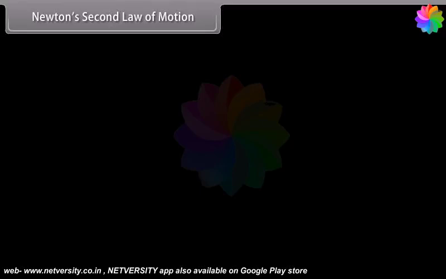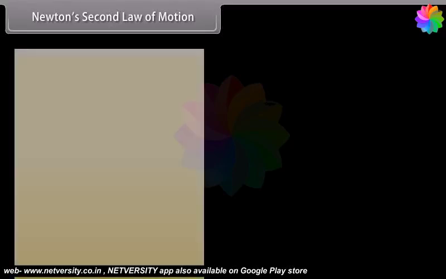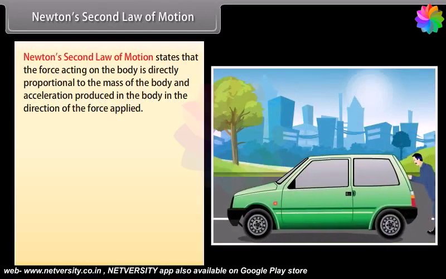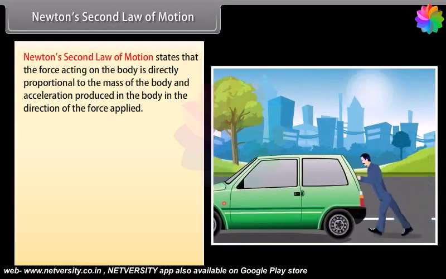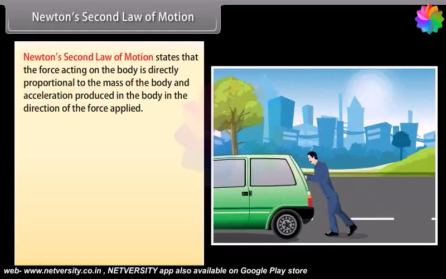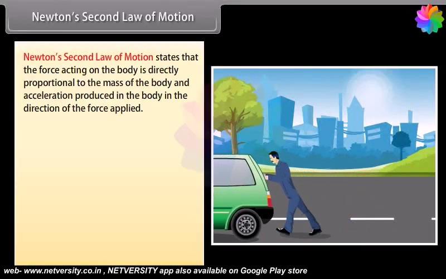Newton's second law of motion. Newton's second law of motion states that the force acting on a body is directly proportional to the mass of the body and the acceleration produced in the body in the direction of the force applied. F is equal to m into a, where F is force, m is mass, and a is acceleration.